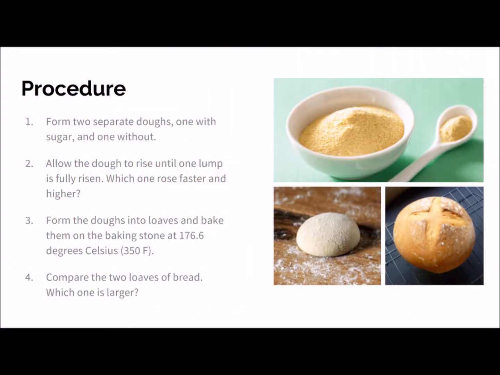Next, for the procedure, we're going to form two separate doughs, one with sugar and one without. We will allow the dough to rise until one lump is fully risen. Which one rose faster and higher?